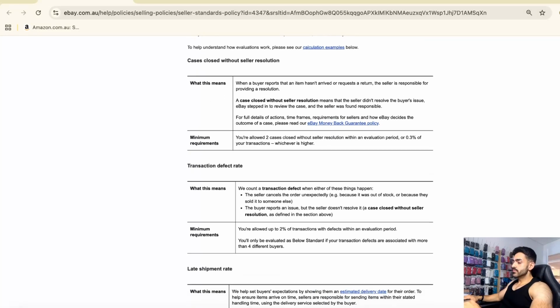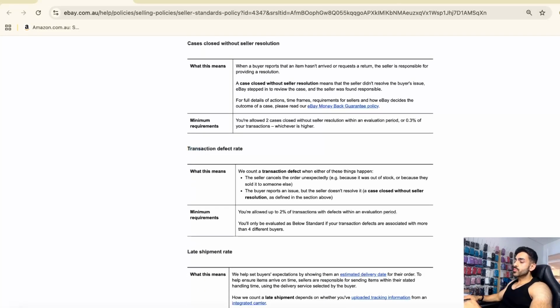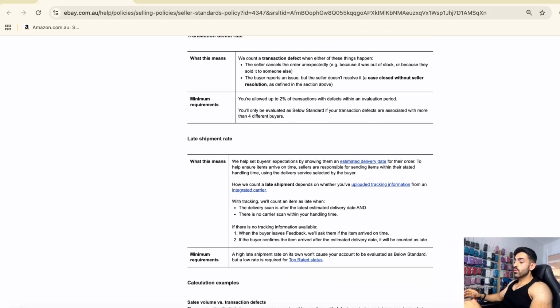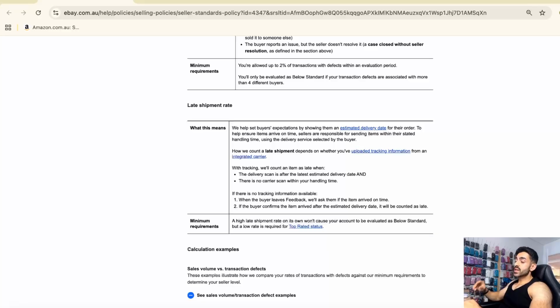Anyways, moving on. I'm not going to go super in depth on these. These are just transaction defect rates. I've already gone over all of these, right? Late shipment rate, again, they do evaluate this. It's one of the evaluations. Late shipment rate is evaluated periodically.